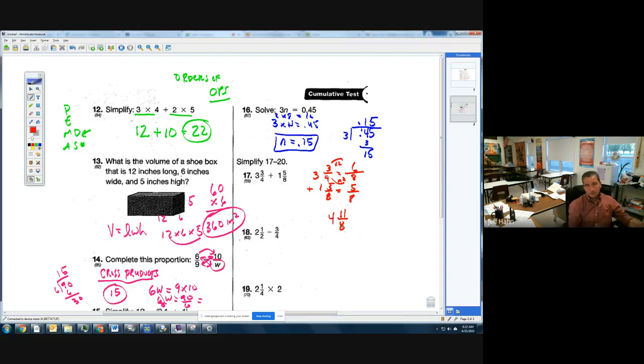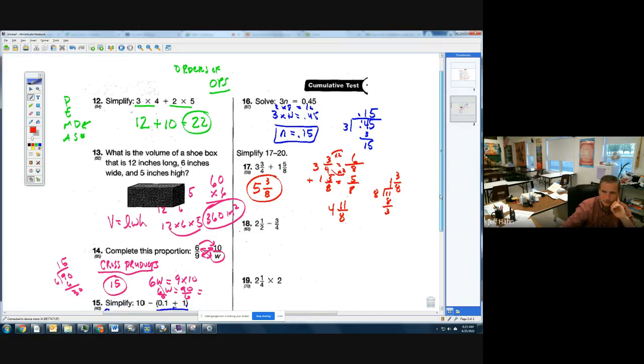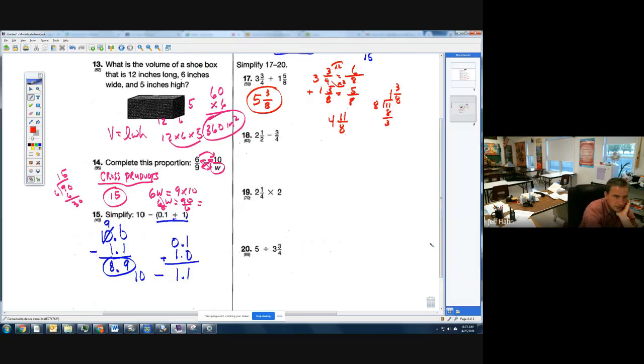4 and 11/8 has some problems, mostly that I have an improper fraction there. I need to change this to a mixed number and then add the whole numbers together. If I divide 8 into 11, 11 divided by 8, I get 1 with 3/8 left over. I add the 1 to the 4 that I already have there. I get 5 and 3/8. 5 and 3/8. We're in the home stretch now, kids.